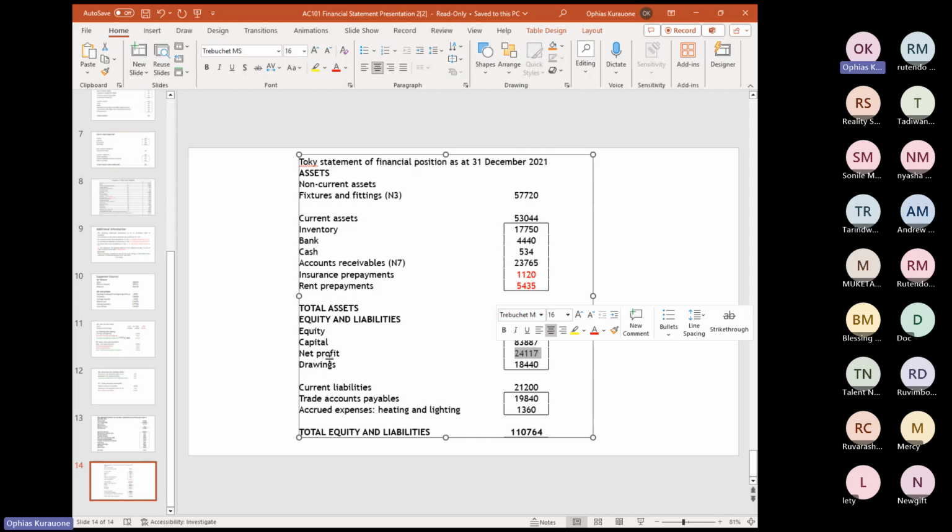Current liabilities: trade payables, 1940. Accrued expenses, rent and lighting, those are accrued expenses. Payables, it's a short-term loan. Then total equity and liabilities 110765, and here should be what? 110765.